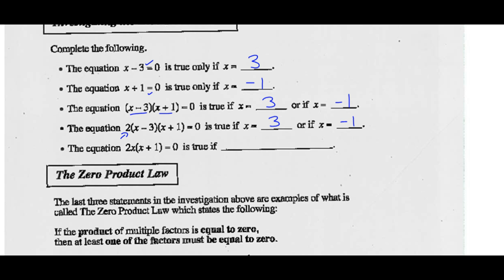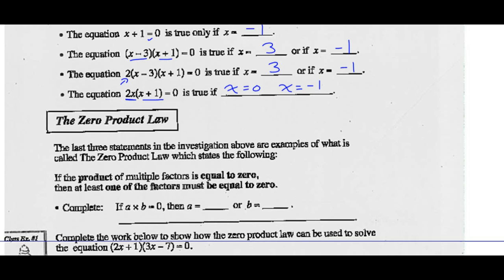Last bullet, the equation 2x times x plus 1 equals 0 is true if, well, this is a variable factor, 2x. So what value of x is going to make 2x equal to 0? Well, that's true if x equals 0. 2 times 0 is 0. 0 times anything is 0. Look at the second variable factor, x plus 1. That is 0 if x equals negative 1. So this equation is true if x is 0 or if x is negative 1.